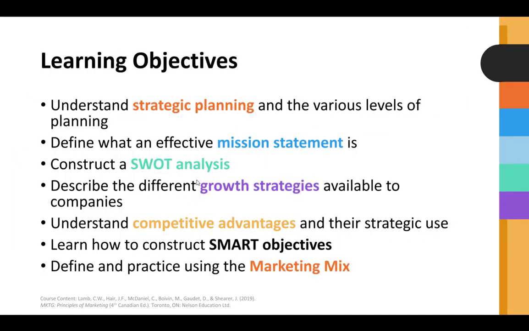It'll be a fun activity. So for chapter 3, we reviewed a little bit of chapter 2, but then we went into strategic planning and the various levels of planning, which is the slide we just covered. We checked out what makes an effective mission statement, and we checked out Cirque du Soleil. Constructing a SWOT analysis, we've talked about it, you've read about it, now we're going to do it next class. Describe the different growth strategies available to companies, and that's Ansoff's marketing matrix that we were using, product development versus something else.